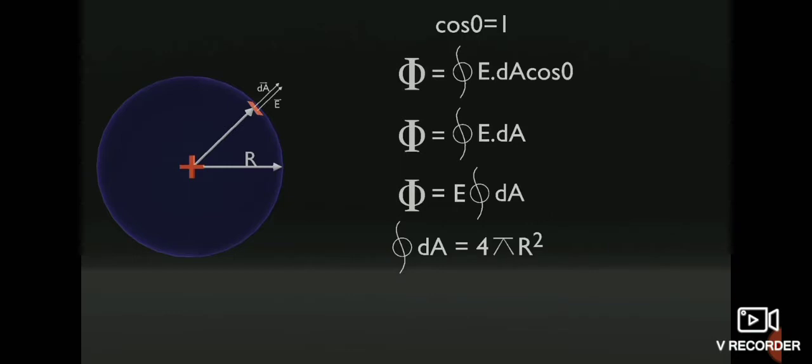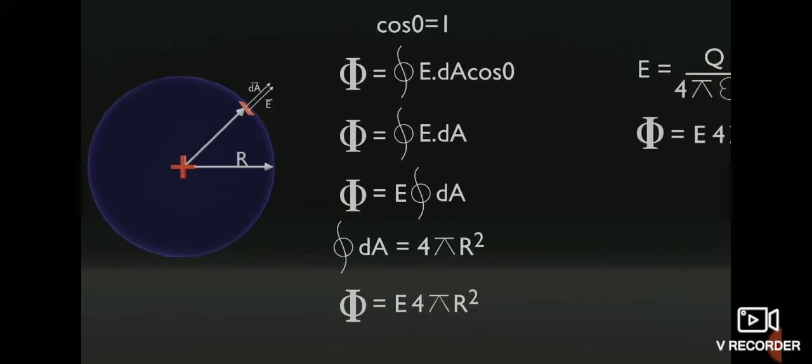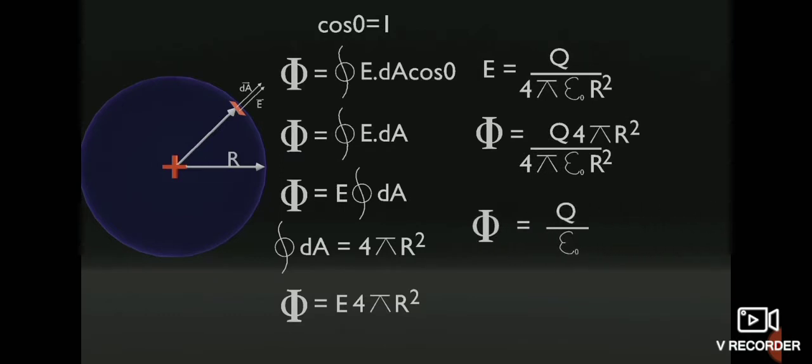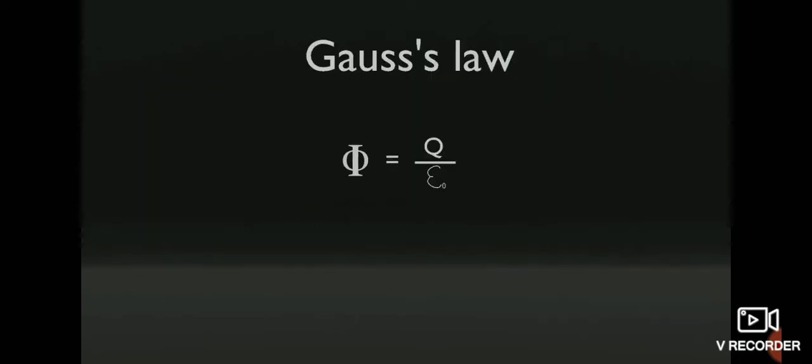We already know the closed surface integral of dA for the sphere is 4 pi r squared. Therefore, flux phi is equal to E times 4 pi r squared. With E equal to Q divided by 4 pi epsilon r squared, phi is Q times 4 pi r squared divided by 4 pi epsilon r squared. That is equal to Q divided by epsilon naught. Epsilon naught is the electric permittivity. Therefore, the Gauss law is given by phi equal to Q by epsilon naught. Q by epsilon naught is the Gauss law for a closed surface.